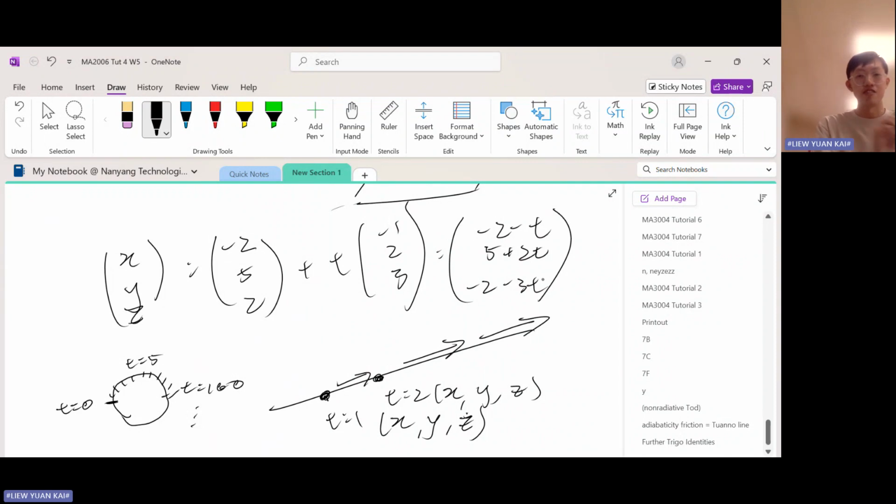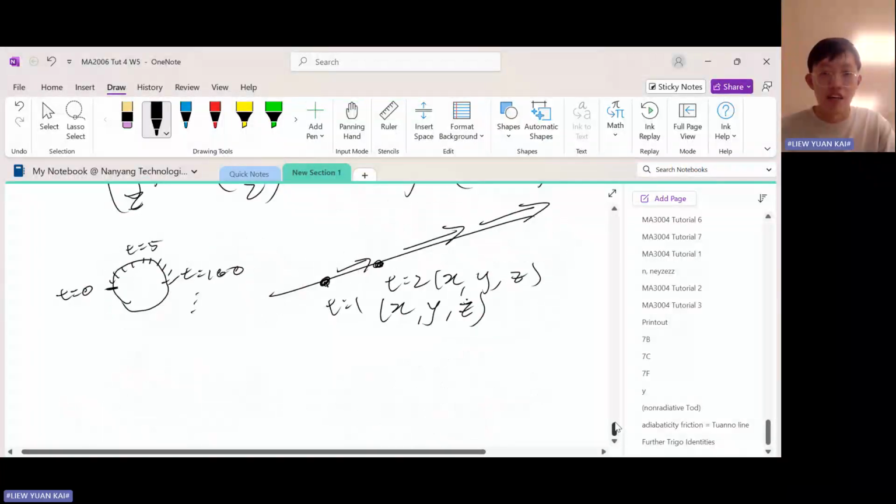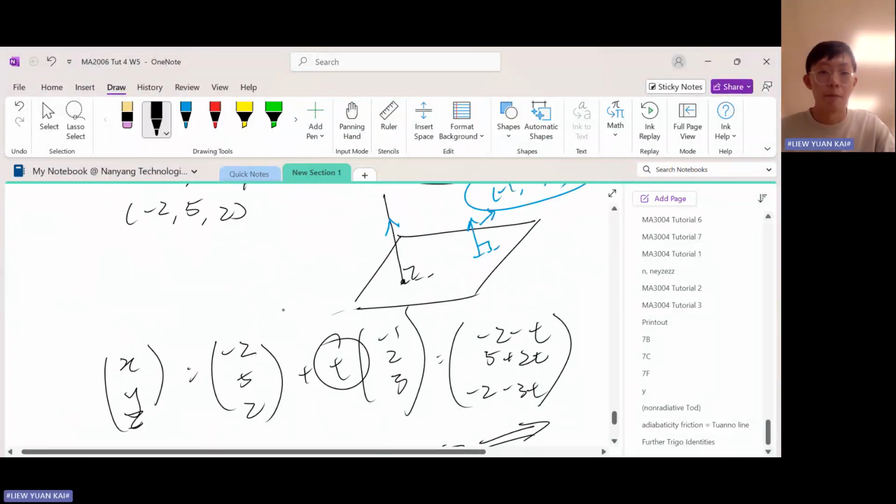So that's what I want you to think of t as. It's like a knob that you can turn to vary your position along the straight line. Okay, so that's the parametric equation. It's because of this free parameter that it's called the parametric equation.